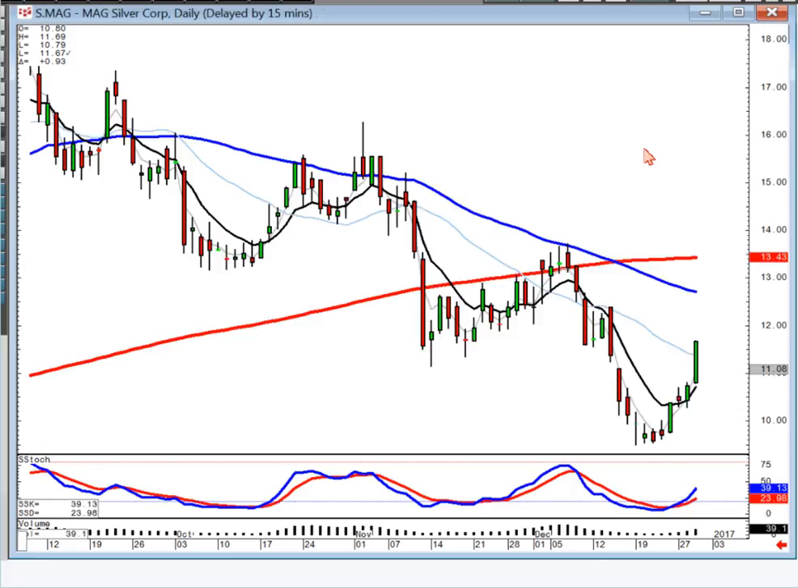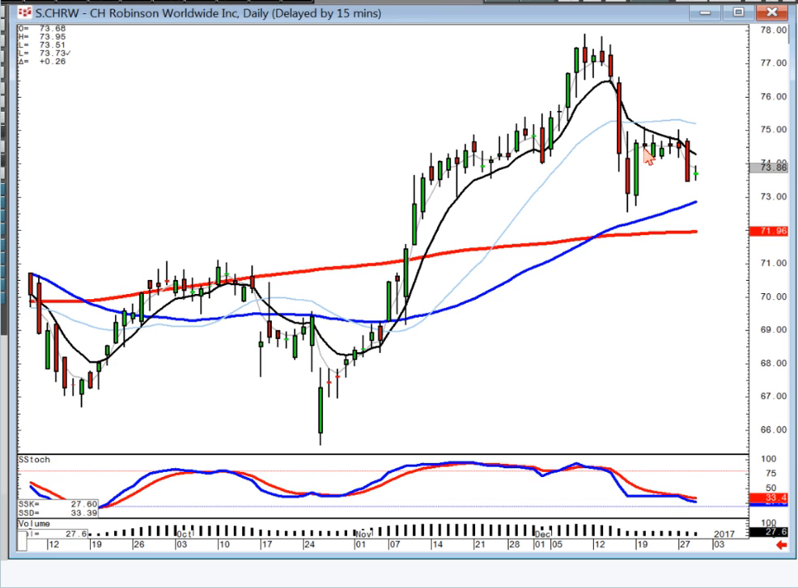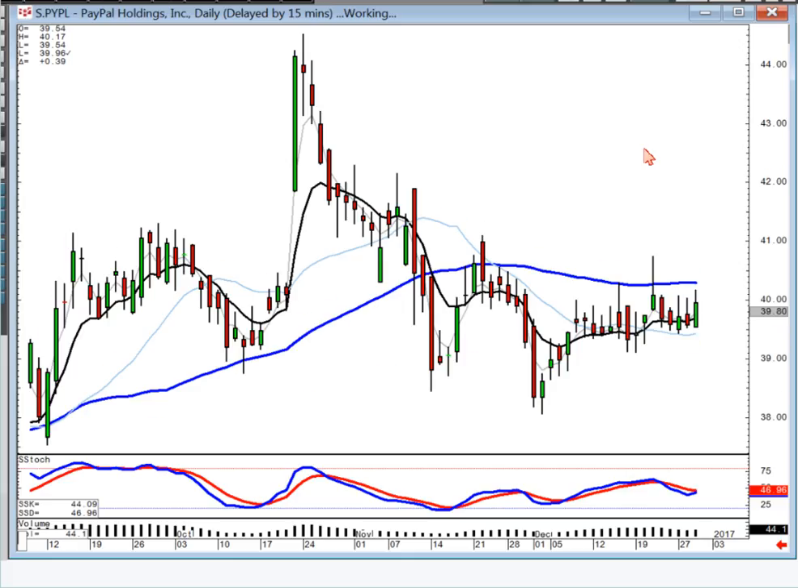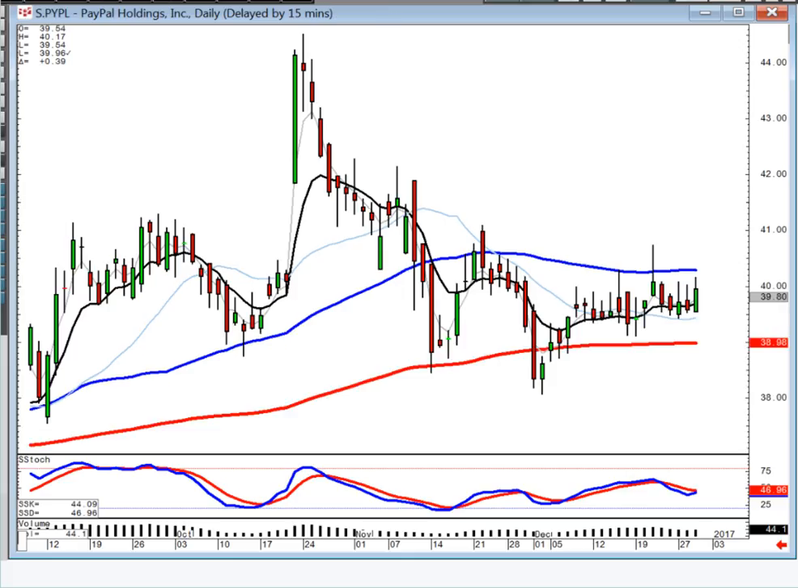Mag Silver, you can be buying this one, looking for it to come up at least to test the 50. And CHRW. That's one I wouldn't be long or short either. There's no direction to it. The T-line is the 8 exponential moving average. PayPal, nothing. Wouldn't be long or short this one.